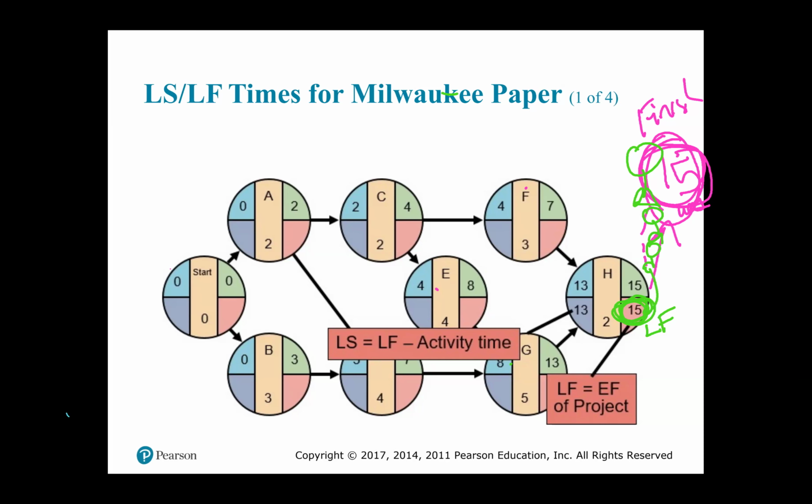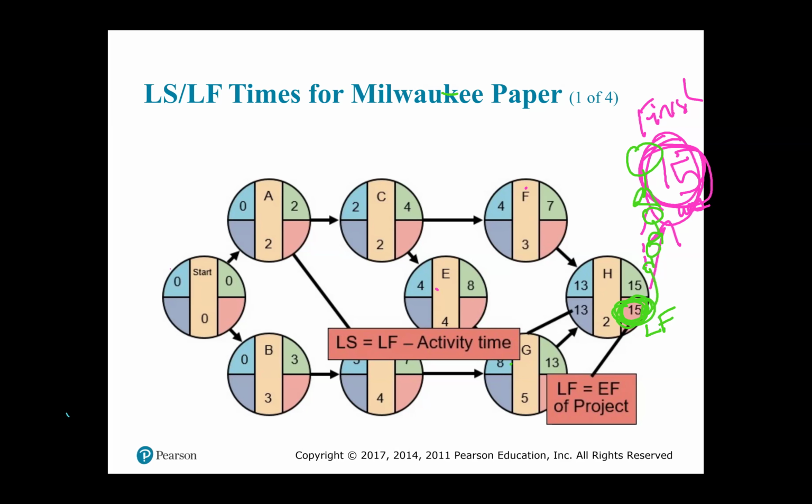If you had multiple other nodes that terminate in the finish slot, you would also put that 15 into their late finish slot. But in this case, only one node terminated into the finish slot, all right? So you now have how to begin your backward pass because you have the first entry, which is your late finish.